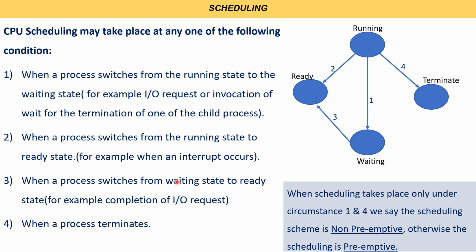Another is when a process switches from the waiting state to the ready state, and the last is when a process terminates. When scheduling takes place only under circumstances 1 and 4, we say the scheduling is non-preemptive. Otherwise, the scheduling is preemptive.